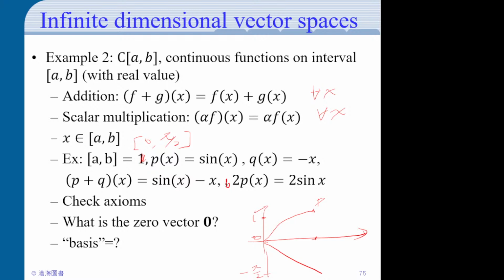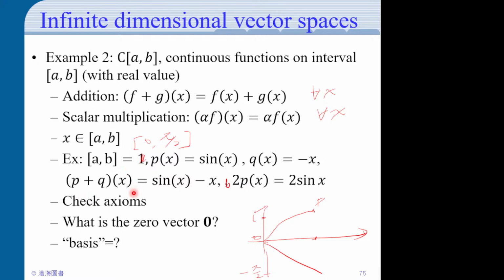Once again you can check the axioms. I guess you can check closure. For closure, you need a bit of calculus. You need to say that a continuous function plus another continuous function is still a continuous function, and a continuous function times some real number is still a continuous function. So that's closure, and the other axioms you can check are satisfied.